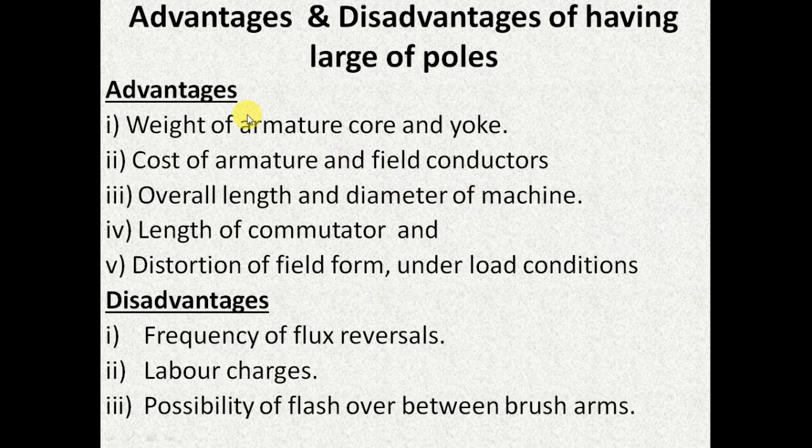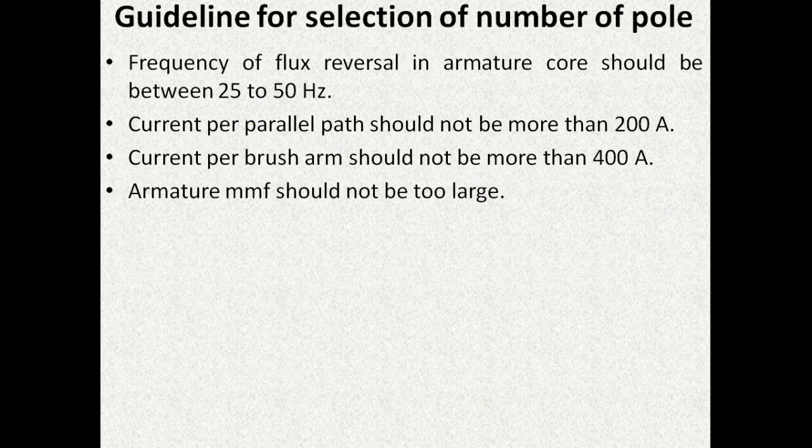We have written it in advantages and disadvantages. Next we will see the various guidelines which decide the number of poles in a DC machine. The first guideline is the important one which we have already discussed: the frequency of the flux reversal should be in the range of 25 to 50 Hz. The second important parameter is that the current per parallel path should never be greater than 200 ampere. The current per parallel path is decided by the number of poles in the case of a lap winding machine, because when the number of poles is large, the number of parallel paths also will be large.